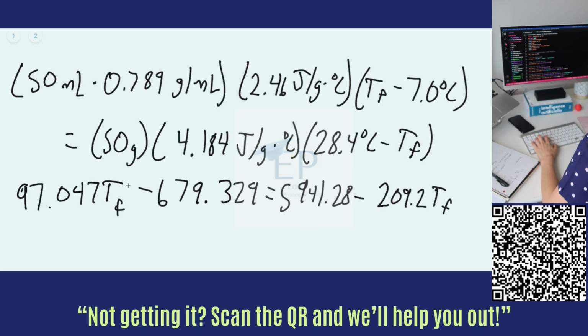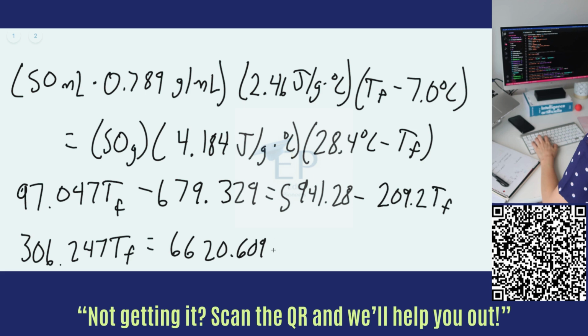And so now we can combine like terms, and we end up with 306.247 TF equals 6620.609. And that gives us that our final temperature is 21.6 degrees Celsius. And that is our final answer.